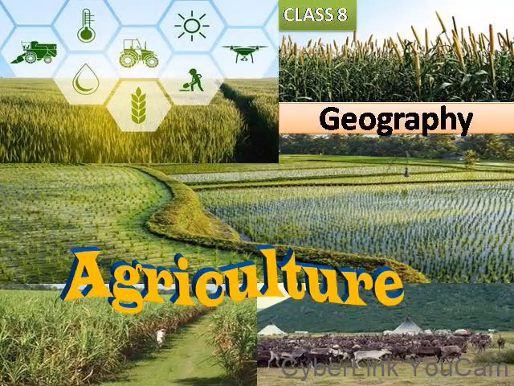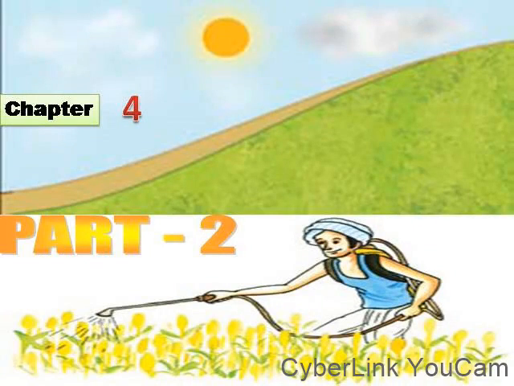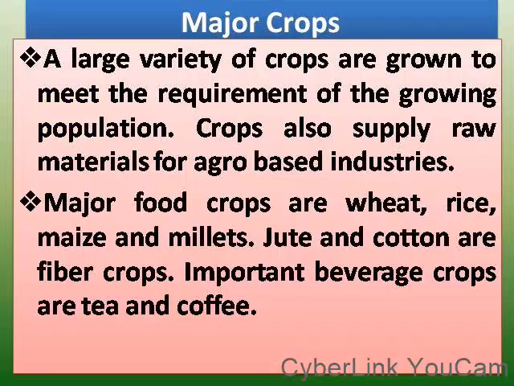Today let us continue with the previous chapter, chapter 4 of the geography subject. Our topic is agriculture. This is the second part of this chapter. Let's begin with the topic major crops.